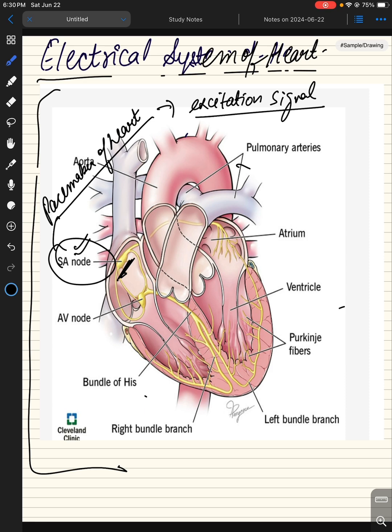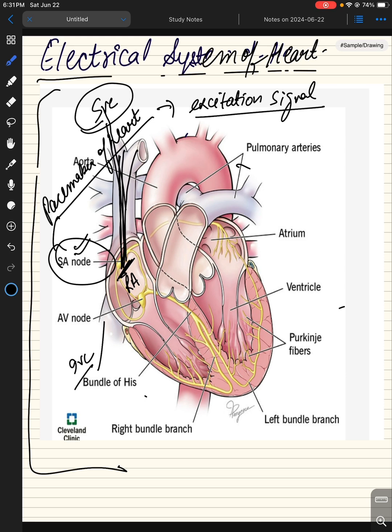The SA node is in the upper part of your heart's right atrium. We can see this is your heart's right atrium. It is at the edge of your atria near your superior vena cava. So here comes your superior vena cava, the vein that brings oxygen-poor blood from your body to the heart. In my last video we discussed that the superior and inferior vena cava bring deoxygenated blood.